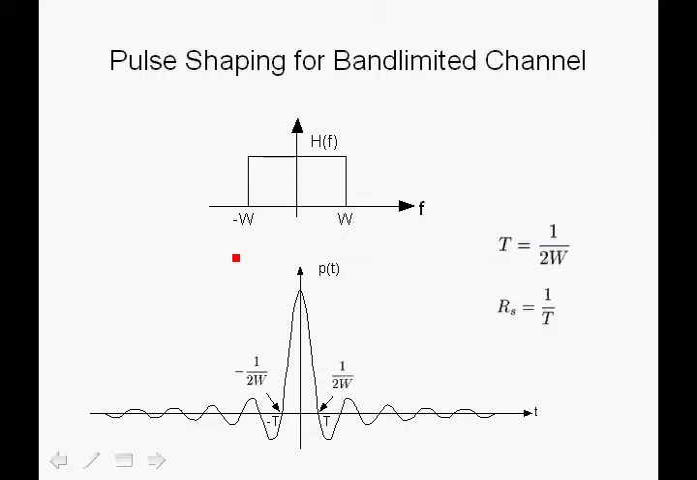If you're familiar with a pulse that has a pulse width of tau, then in the frequency domain you have a sinc function, which has its first zero crossing in frequency at 1 over tau. So in this case we have in the frequency domain a width of 2W, and in the time domain we'll have the first zero crossing at 1 over 2W. So T is the symbol interval, and we'll show that next.